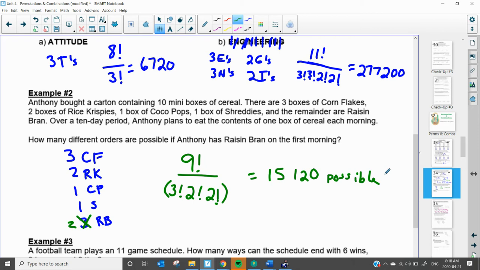Some of you might still be wondering, well, why did we just take that box out? Well, we can look at it this way as well. We can say, okay, his first choice, he has the 3 Raisin Brans, and there's 3 repeats. Well, 3 factorial divided by 3 factorial is still 1. So it's really that 1 box the first day, or the one arrangement the first day, times the remaining. So we often don't write that 1 there, but you can if that will help with understanding.